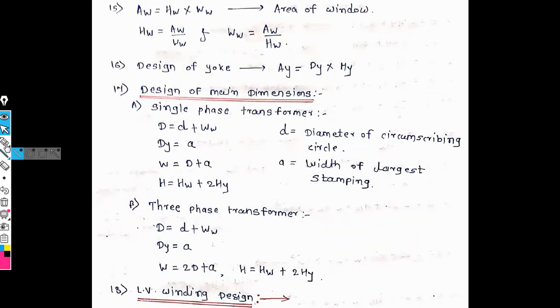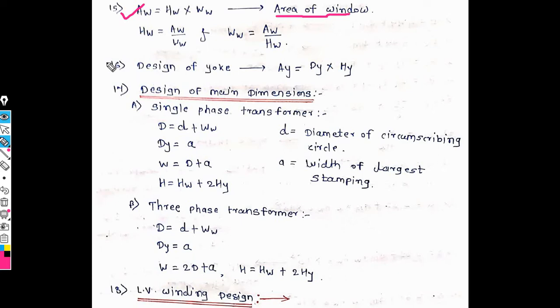Then the next problem is based on the window, that is, the area of the window. The area of the window is equal to the height of the window into the width of the window. Then rearranging the equation, the height of the window is equal to the area of the window upon the width of the window, and the width of the window is equal to the area of the window upon the height of the window.